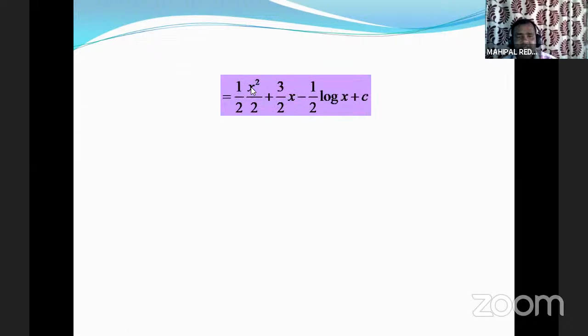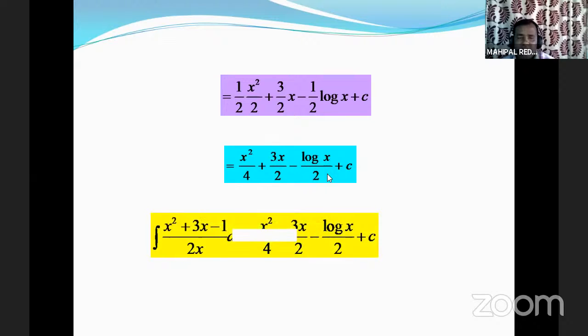Integration of x is x squared by 2. Integration of 1 is x. Integration of 1 by x is log x. So this implies 1 by 2 into x squared by 2 plus 3 by 2 into x minus 1 by 2 into log x plus c. It becomes x squared by 4 plus 3x by 2 minus log x by 2 plus c. So this is the answer. What is the given question here? Integration of x squared plus 3x minus 1 by 2x equals x squared by 4 plus 3x by 2 minus log x by 2 plus c.